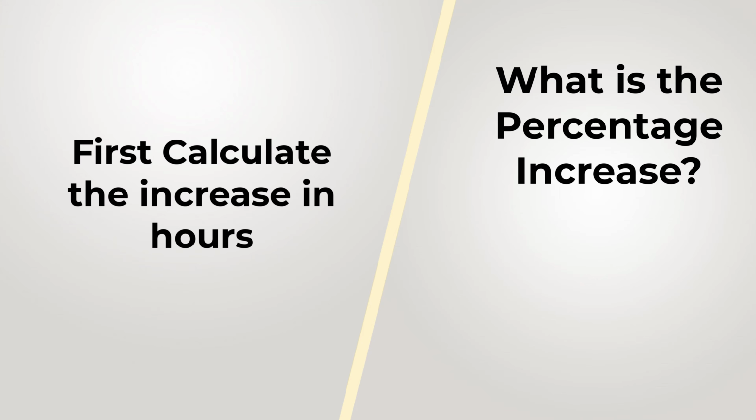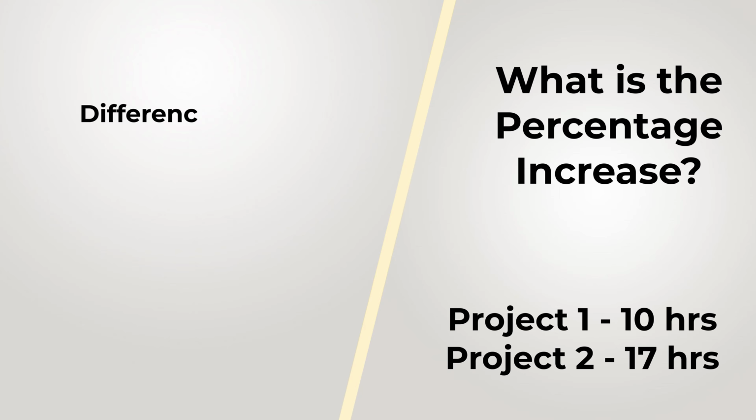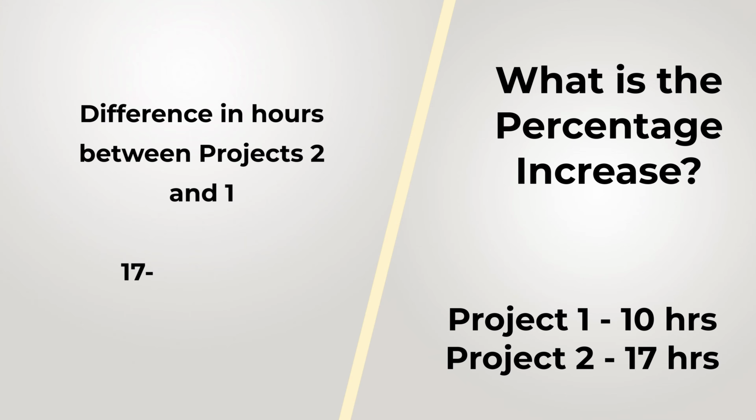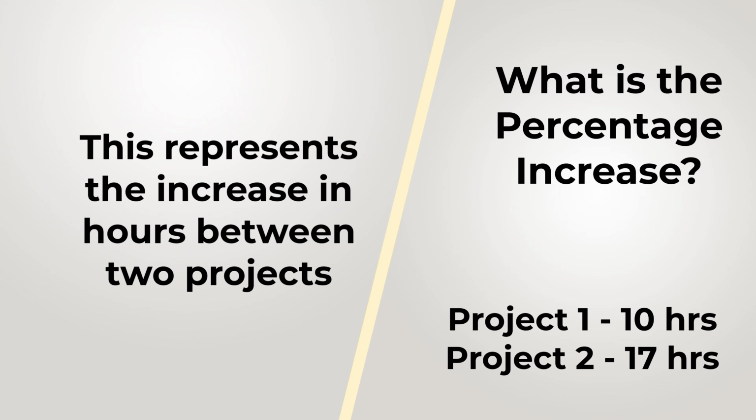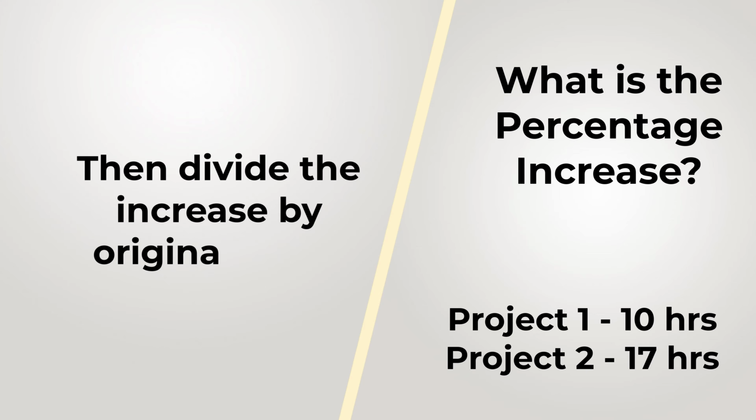To do that, you need to subtract Project 2 hours from Project 1 hours. To do this, you need to do 17 minus 10, and the result would be equal to 7 hours. This represents the increase in hours between two projects. In the next step, you need to divide the increase by original hours.